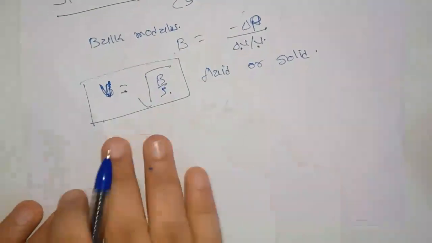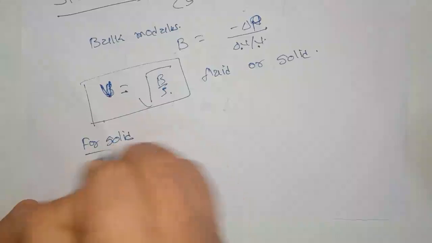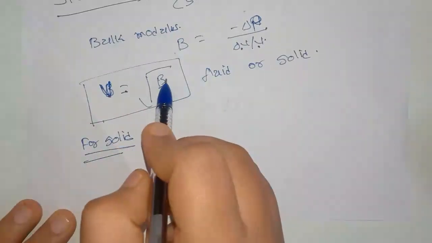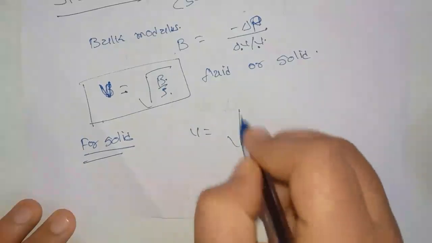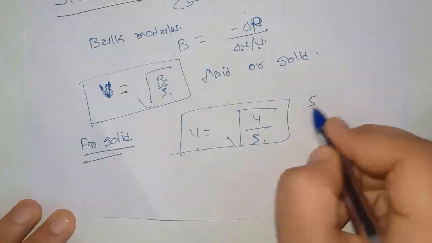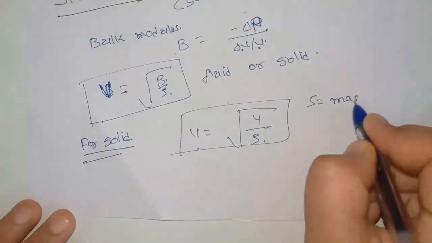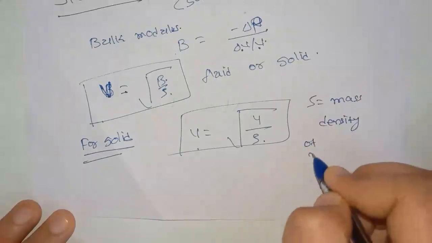But only for solid, instead of bulk modulus, we will consider the Young's modulus. So speed will be equal to under root Y by rho. Here rho is the mass density of medium.